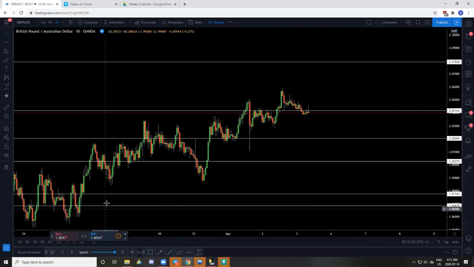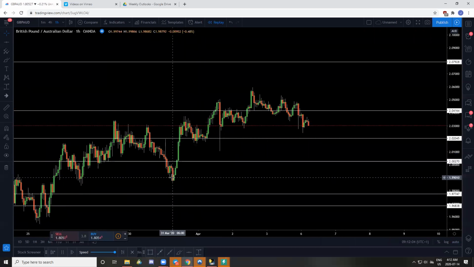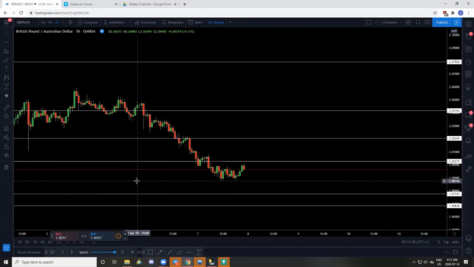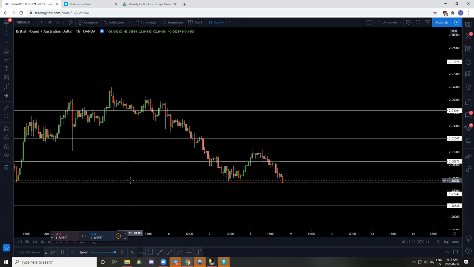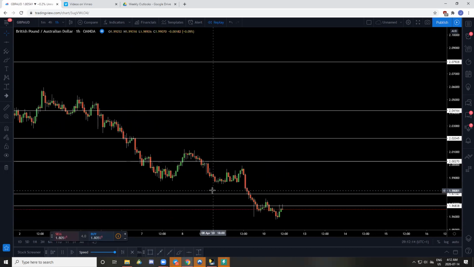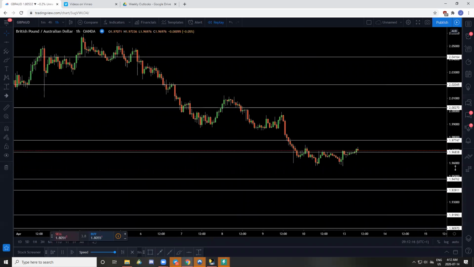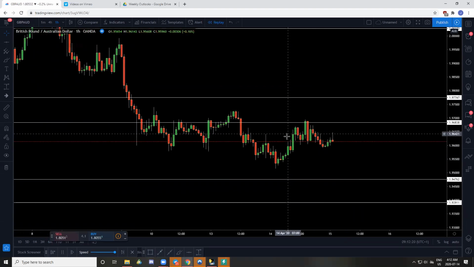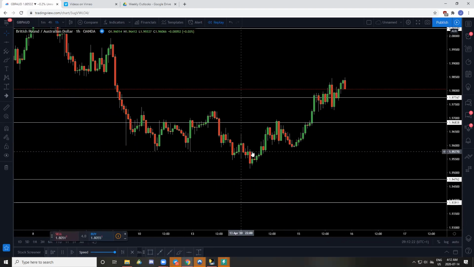I just wanted to watch that again on the hourly just to see if we see some better reactions. And of course, I'll round these zones, I'll round these key levels off after as well.